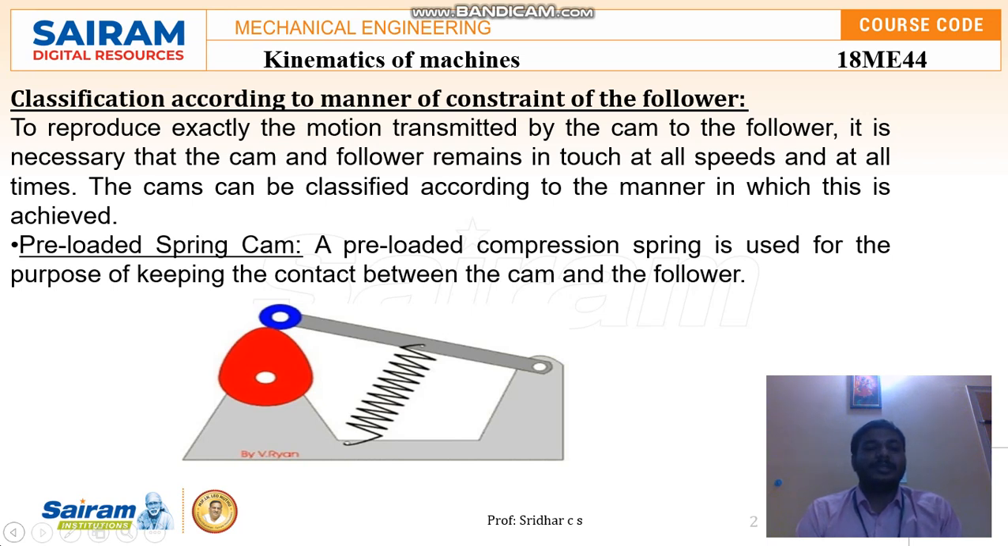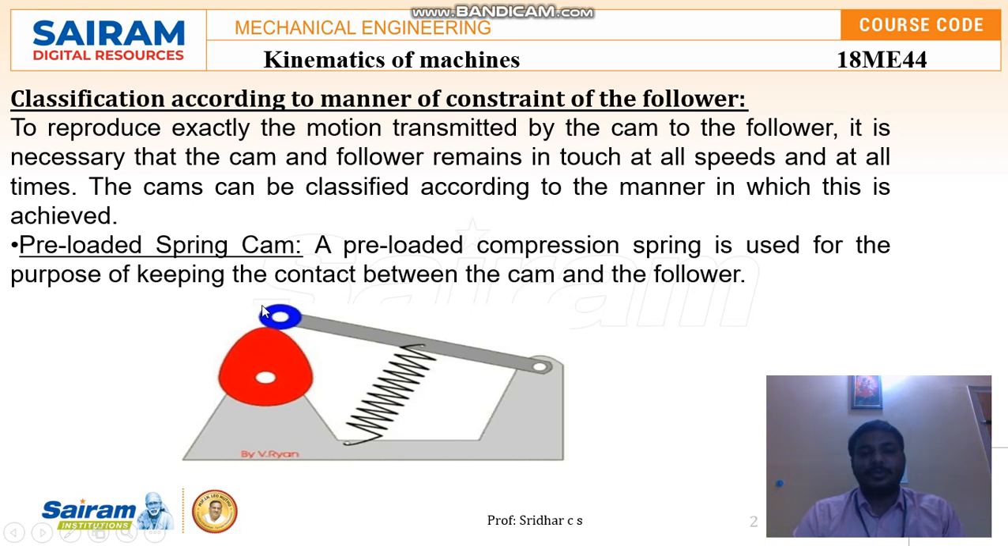First we are going to discuss the preloaded spring cam. You can see that a preloaded compression spring is used for the purpose of keeping the contact between the cam and the follower. Mainly we can see this. This is the cam, which we can see in red color, and this is the frame, which is fixed. The cam is attached to the frame, and the camshaft is rotating inside the cam. The cam is rotating in one particular direction.